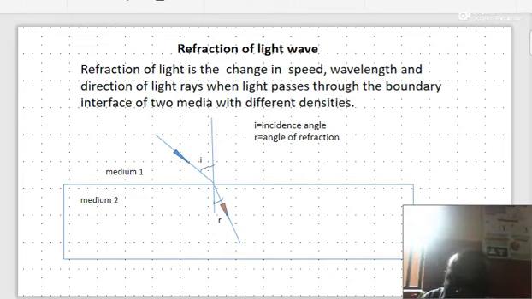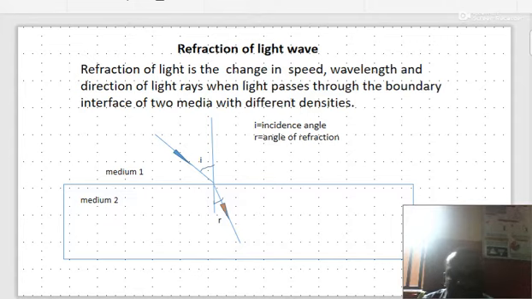Refraction of light wave simply means the change in wave speed, wavelength, and direction of wave when that light wave travels between the boundaries separating two surfaces or media with different what? Densities. Okay, that is a very simple definition, and you can see it on screen.